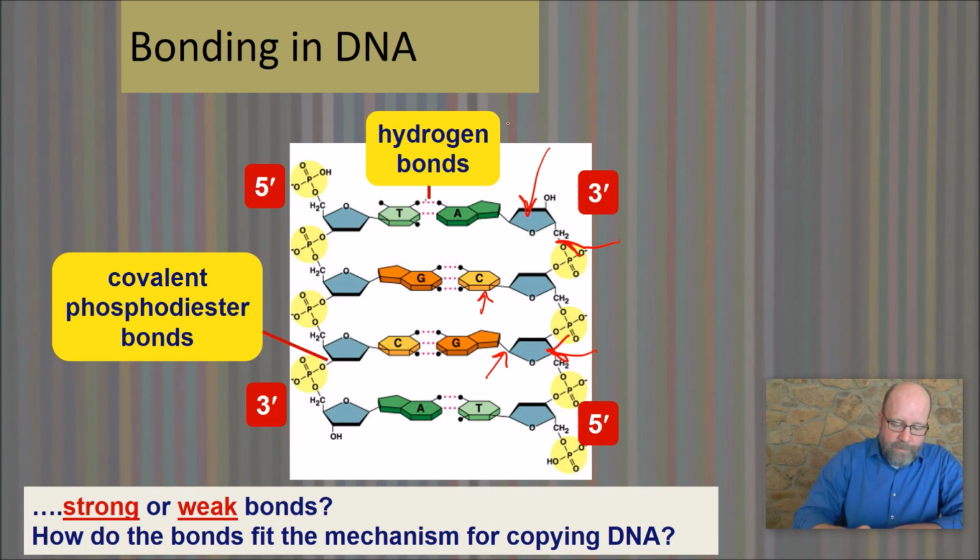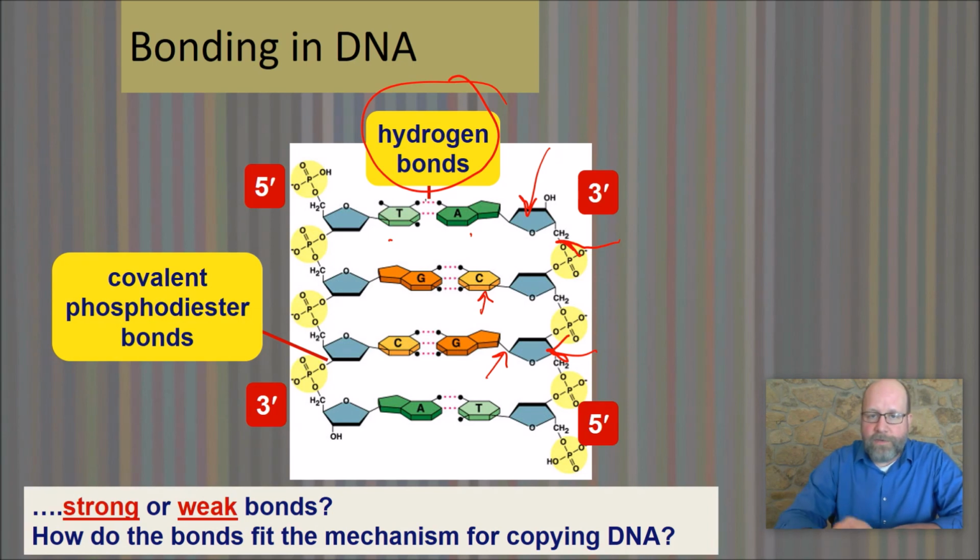But the bonds in the middle here are hydrogen bonds. The bonds that hold a base pair together, the A to the T, or the G to the C, those are hydrogen bonds. And they're a 20th to a 25th of the strength of a covalent bond. So they're much, much weaker.